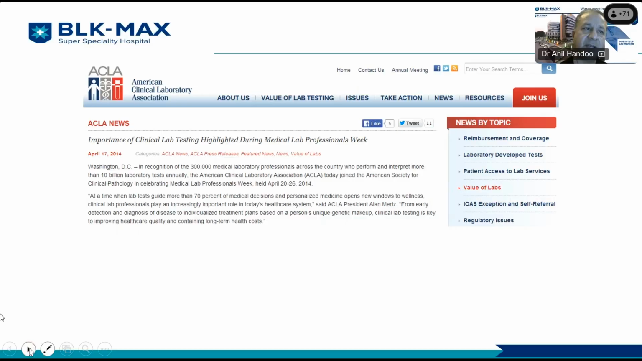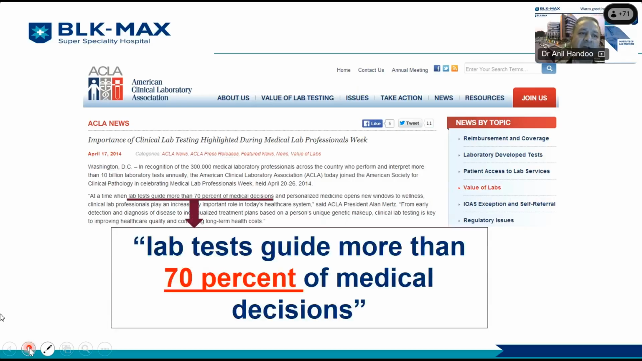So in today's day and age, if you look at the literature, it's very clearly mentioned that almost 70% of medical decisions, and in fact, if I exaggerate a little bit, and I'm really not exaggerating, it's really happening nowadays, more than about 85 to 90% of medical decisions today are either taken directly as a consequence of a laboratory test, or a laboratory test is ordered for confirming what they have thought of either clinically or radiologically.